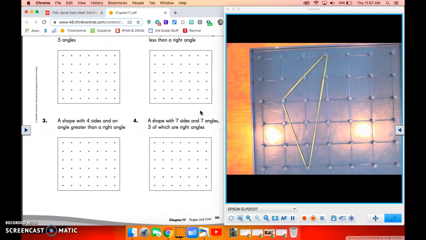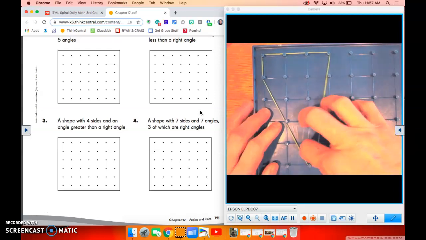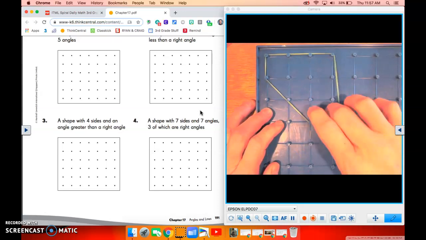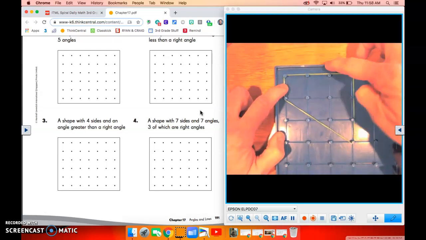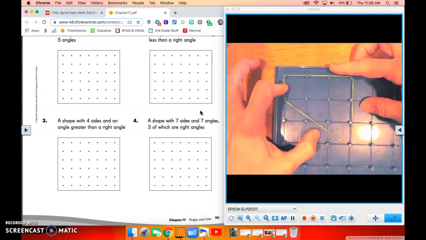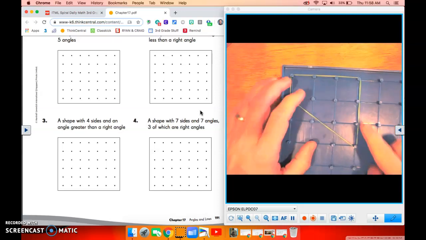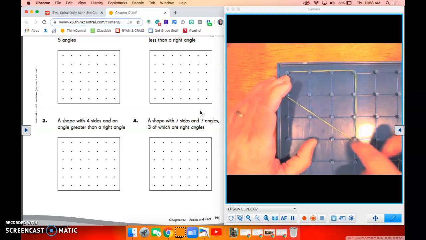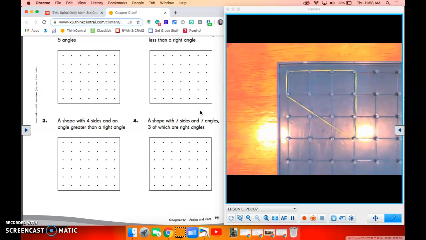Number 3, a shape with 4 sides and an angle greater than a right angle. So let's go 4 sides, let's see, how many do we have here? We have 1, 2, 3, 4. Okay, we got 4 sides. That's a 90-degree angle, a 90-degree angle. This one is less than 90 degrees, and this one is greater than 90 degrees. Okay, or greater than a right angle.